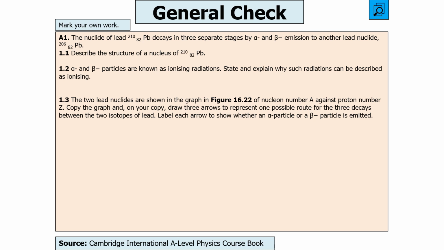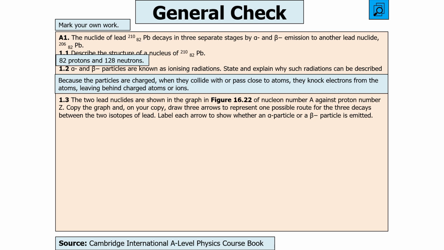Right, in this first one, we can see that the number of protons is 82 because it's the lower number, and the number of neutrons is 128 because it's 210 minus 82. Now in this next one, they are ionizing radiations because the particles are charged. So when they collide with or pass close to other atoms, they'll knock electrons from the atoms and leave behind those charged atoms, or ions, so ionization.